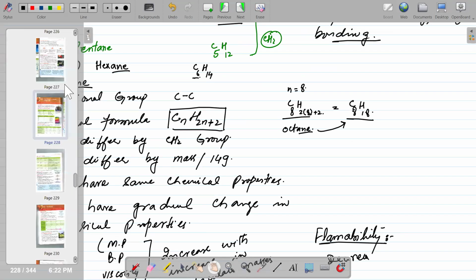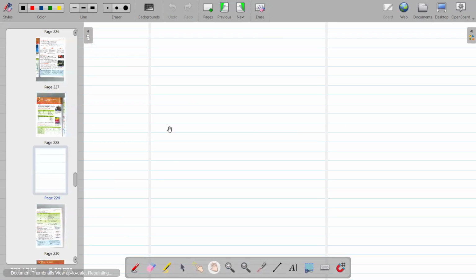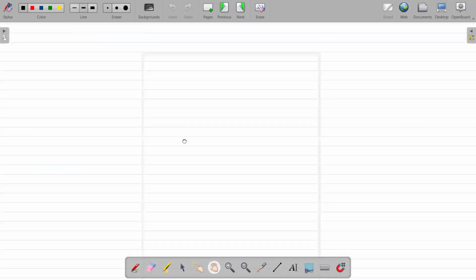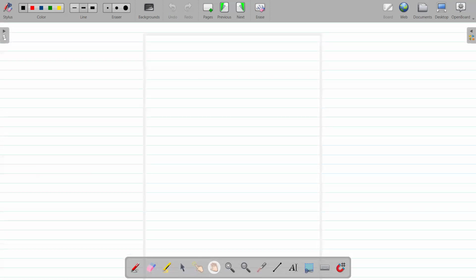Now, next we are going to discuss another thing about this alkane series. So let's talk about their chemical properties and their physical properties. We have discussed physical properties yesterday, but now the chemical properties of these alkanes.